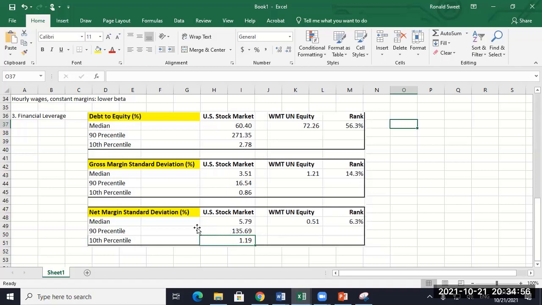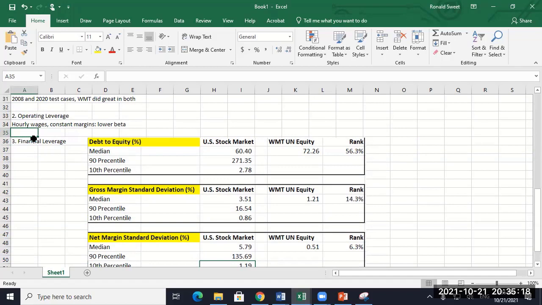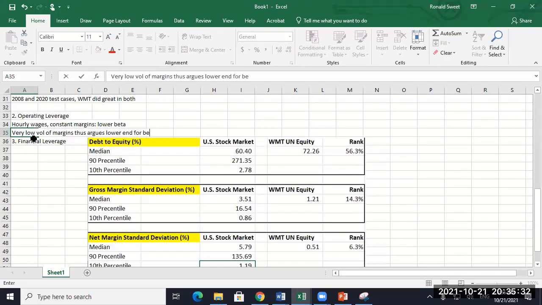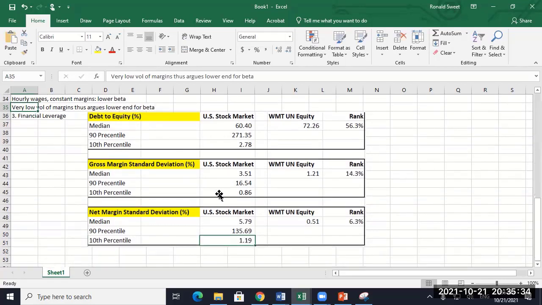Their net margins even more so. You would expect net margins to be more volatile because that's where the depreciation is and all those other marketing expenses. But their net margin is actually more stable, 0.51%. They rank in the top 10% or even better. They're one of the lowest ones out there. All right. So I'm going to argue very low volatile margins. This argues for a lower-end beta. All right, so that's my theory.